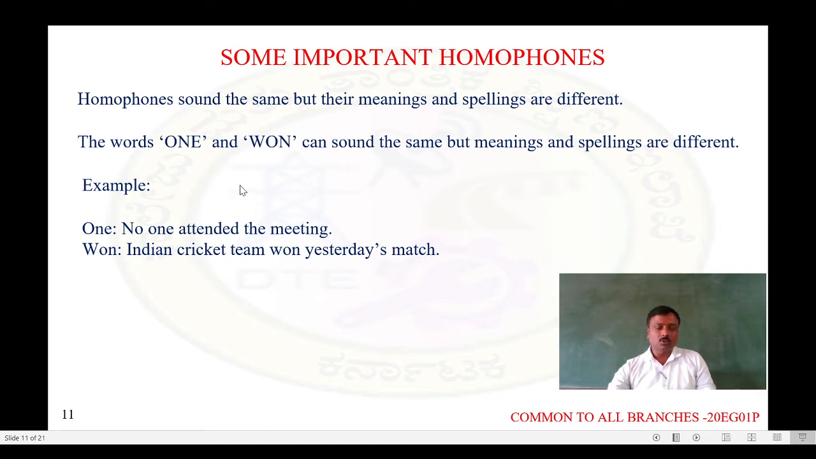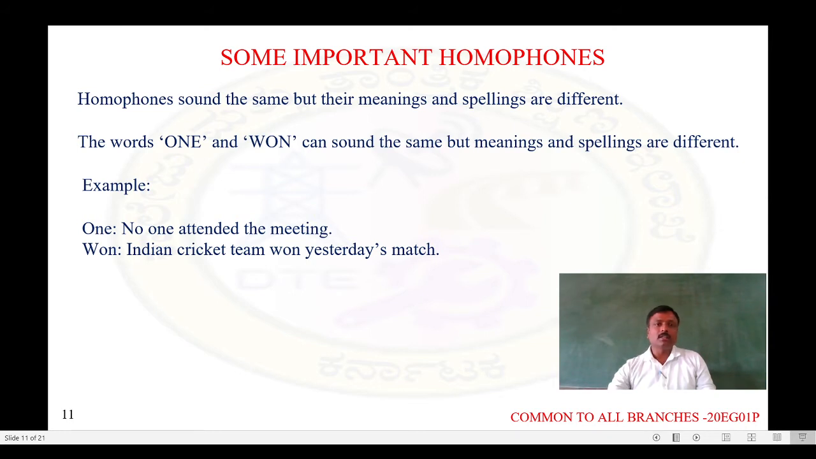So if we use these two words in two different sentences, it will be like this. One. For example, no one attended the meeting. Here no one, O-N-E, one means number. Here it shows the number. No one attended the meeting. Yaru kuda meeting anna attend madlilla anno artha barutte illi in Kannada. Won, W-O-N. Indian cricket team won yesterday's match. It means the Indian cricket team achieved victory in yesterday's match, in Kannada.